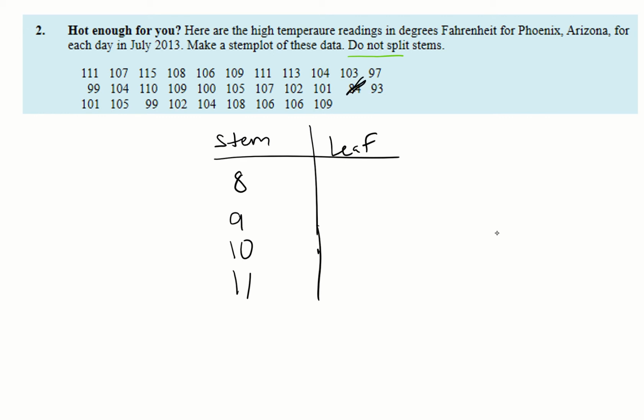All right, so let's start with the leaves. For 84, we have a leaf of 4. Now let's start with the 9s. For 9, we have a 93, a 97, and two 99s. And it's good to cross these out as you go, so it'll be easier to find numbers that way.